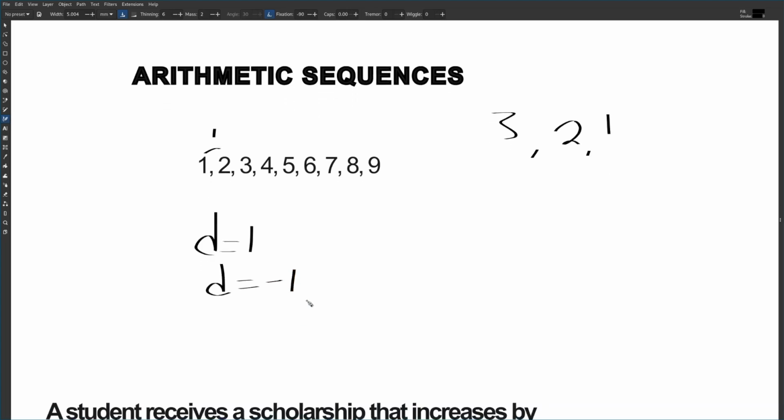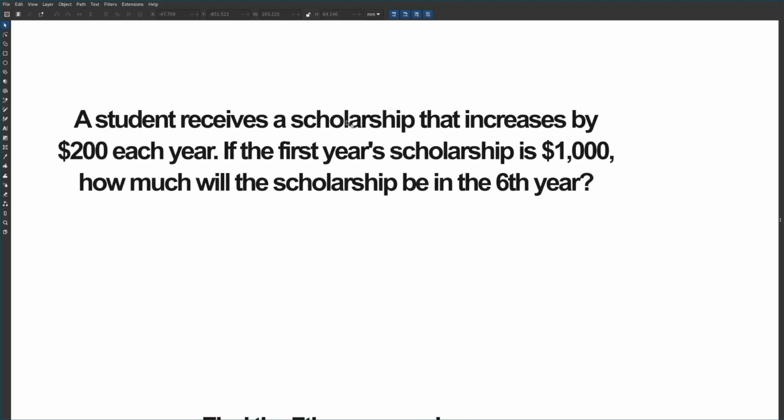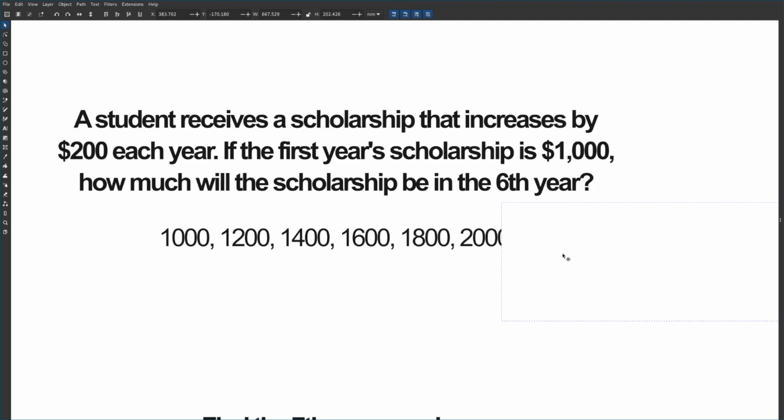Okay, moving forward. A student receives a scholarship that increases by $200 every year. If the first year scholarship is $1,000, how much will the scholarship be worth in the sixth year? Let's write out the starting amount, which is $1,000. In the second year, we add 200 to that, so 1,200. Third year, 1,400. Fourth year, 1,600. Fifth year, 1,800. In the sixth year, $2,000. So the scholarship is going to be worth $2,000.